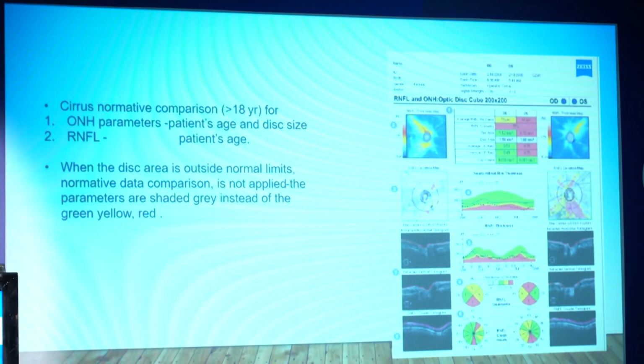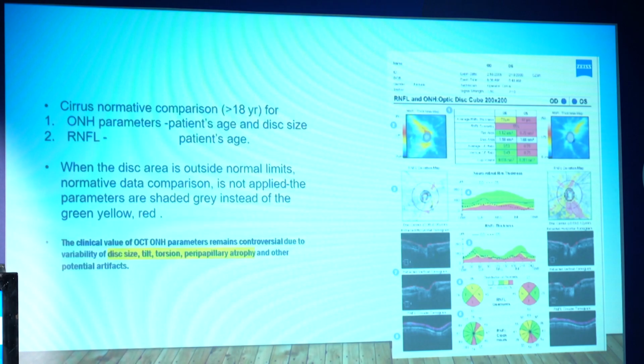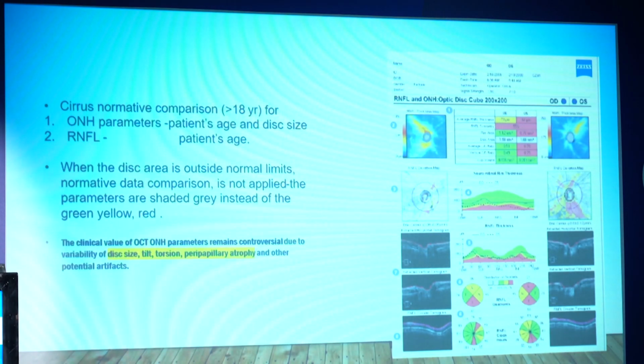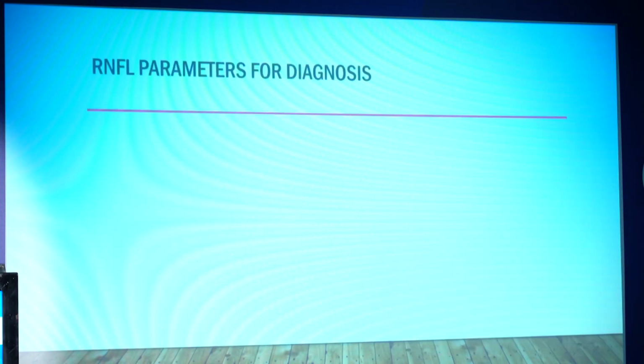This is the optic nerve head analysis. It is based on the patient's age and the disc size, but we don't go into details on this because the disc size varies between populations. Also, there is torsion, tilt, and peripapillary atrophy.